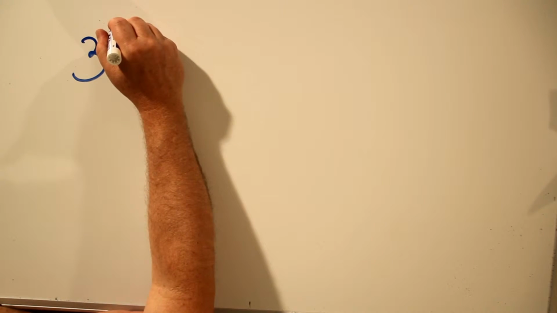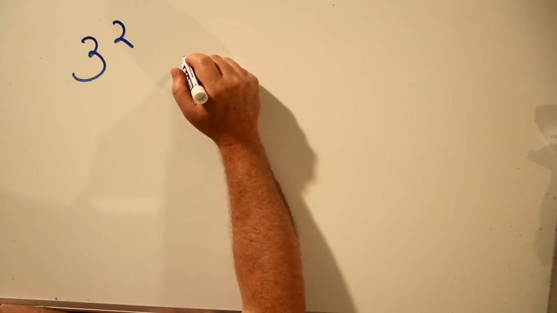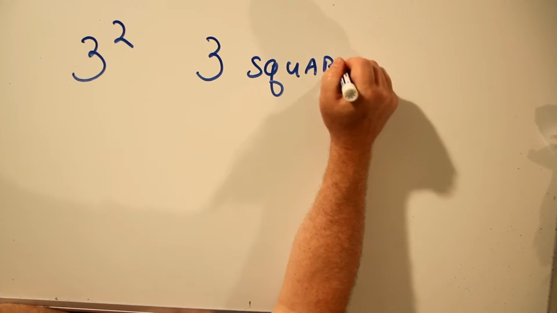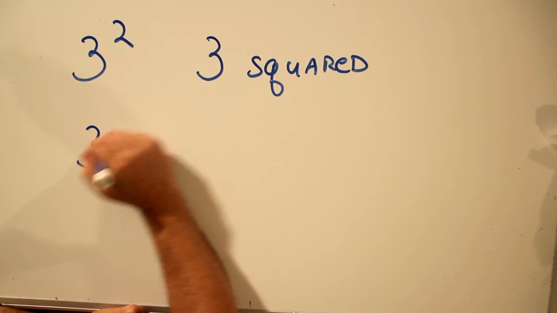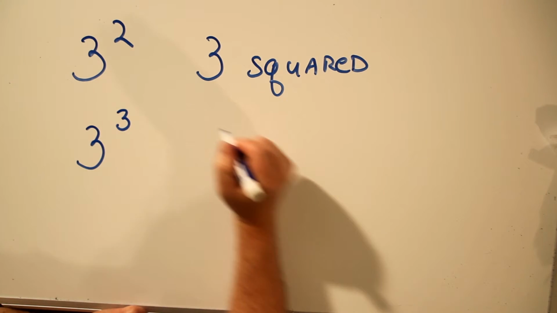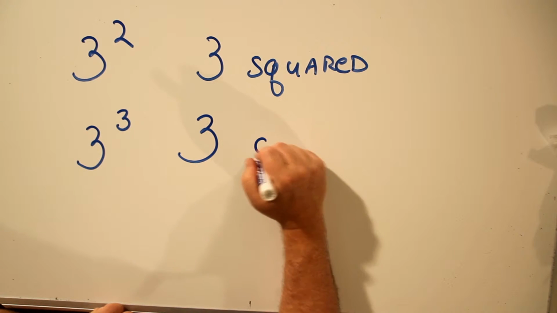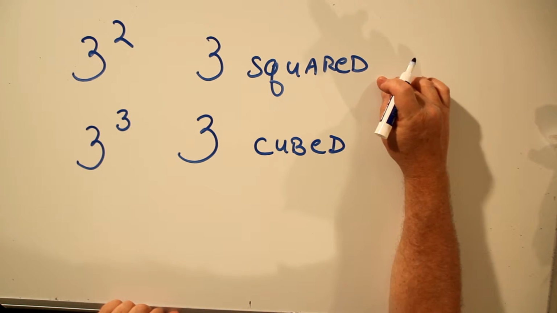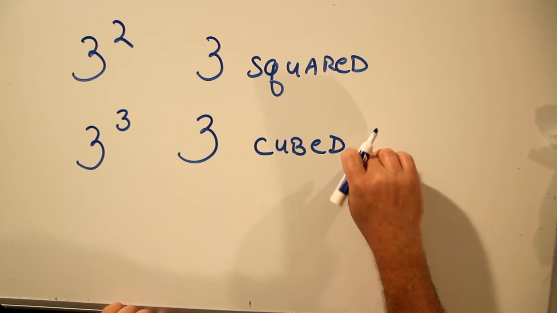Let's try 3 as the base, raised to the power of 2. Now we have a special word we use when we raise something to the power of 2. We call this 3 squared. And if we raised 3 to the power of 3, we have a special word for that. We call that 3 cubed. So 3 squared is a 2-dimensional object. 3 cubed, a cube, is a 3-dimensional object.